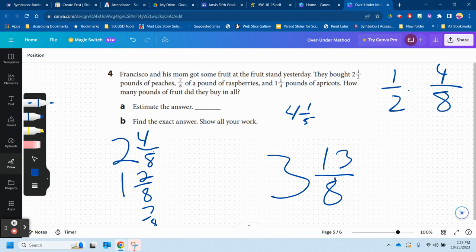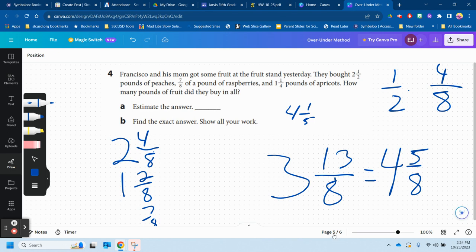Now, 13 eighths is more than 1, so it's not going to be 3 and 13 eighths. 8 can go into 13 one time, right? So it's going to be 4. And if it goes in one time, that's 8, 9, 10, 11, 12, 13. I'll have 5 left over, 5 eighths. Okay. How's that? So a little homework help.